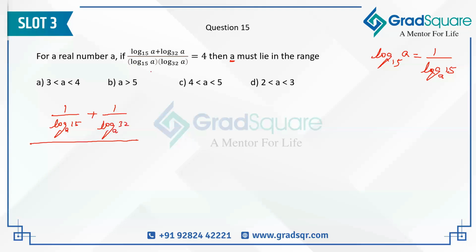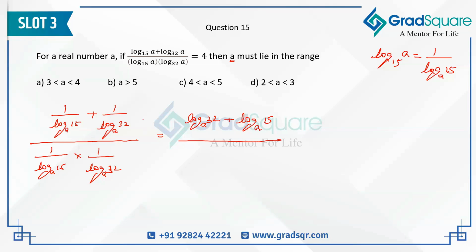Divide this particular value, log of base 15a is 1 by log of base a 15 multiplied by 1 by log of base a 32. This is going to be the value, right? Now, just solve this further. Your numerator over here will turn out to be log of base a 32 plus log of base a 15 divided by log of base a 15 and log of base a 32. This is divided by 1 by log of base a 15 and log of base a 32.